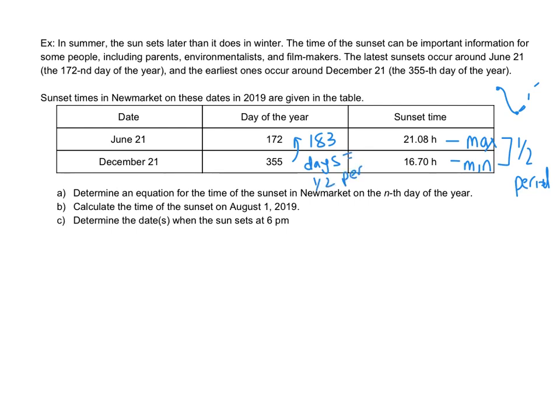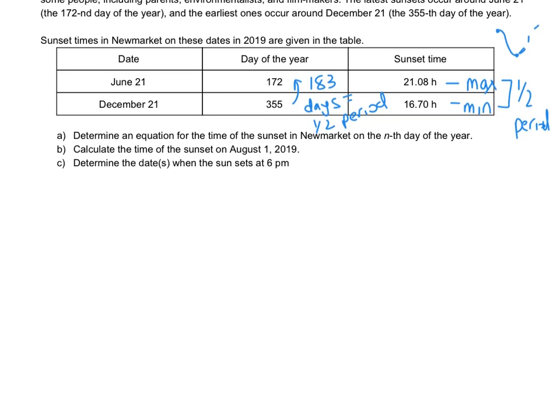equals half the period. Now, part A tells us to determine an equation for the time of the sunset in Newmarket on the nth day of the year. So let's go ahead and make a little sketch and write down this key information. So we know that the max is 21.08. We know that the min is 16.70. So what I want you to do here is just pause the video, figure out your amplitude, figure out your midline, figure out the full period, and then calculate your K value. Then I want you to come back and check your work with the video.